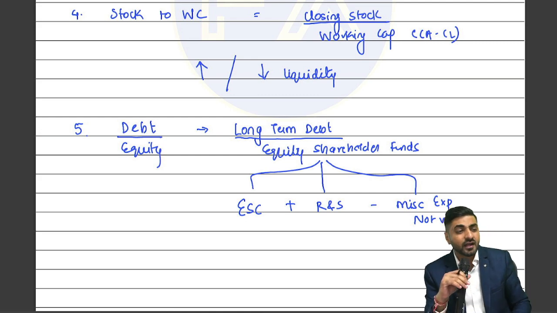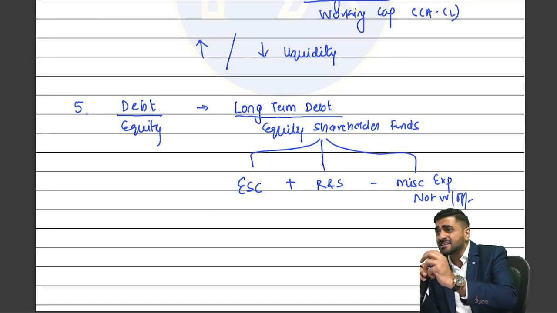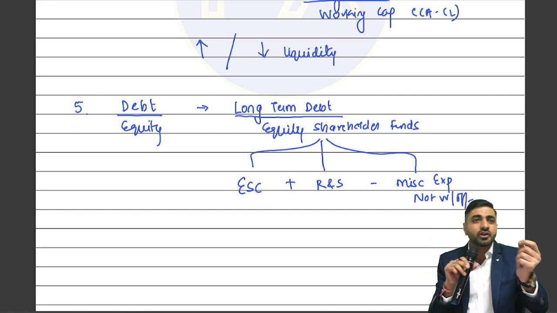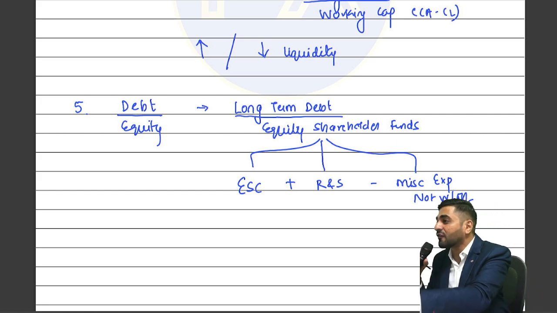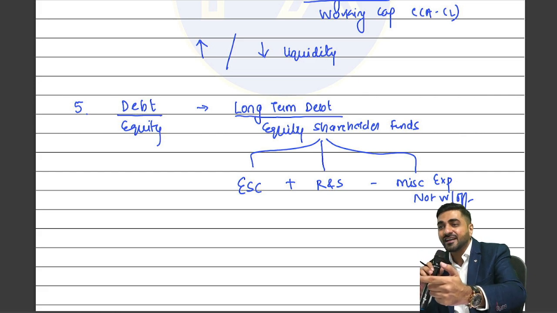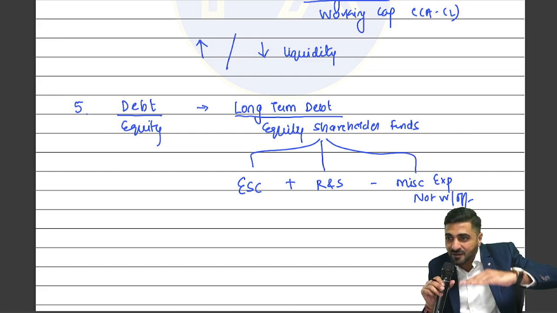Are you aware about miscellaneous expenditure not written off, right? So these are preliminary expenses, right? Discount on issue of debentures, which are not written off, but it will certainly be written off in future. Now, when it will certainly be written off in future, what is going to be the consequence of that? Equity shareholders' funds will reduce. Come on, yes or no?